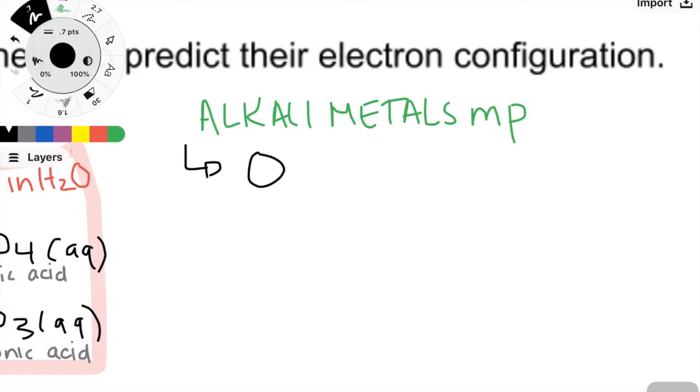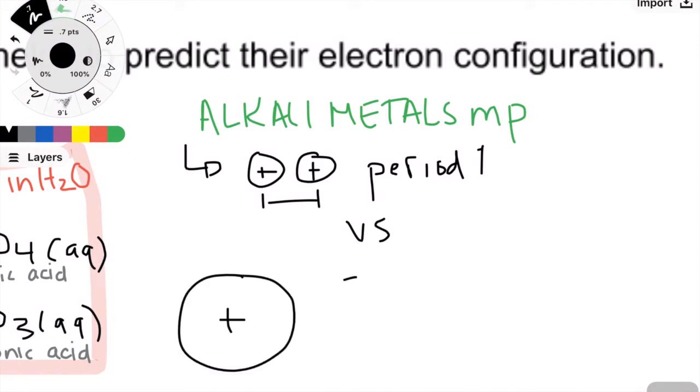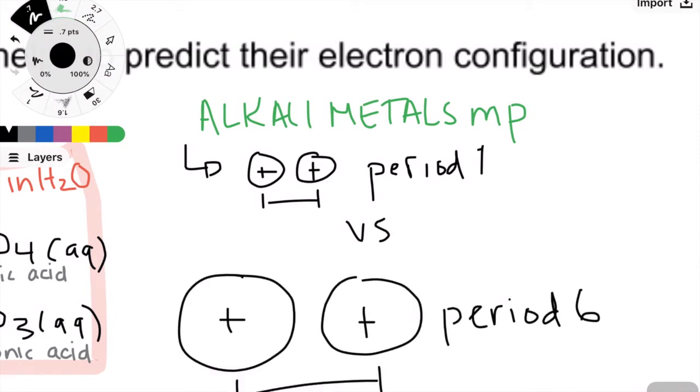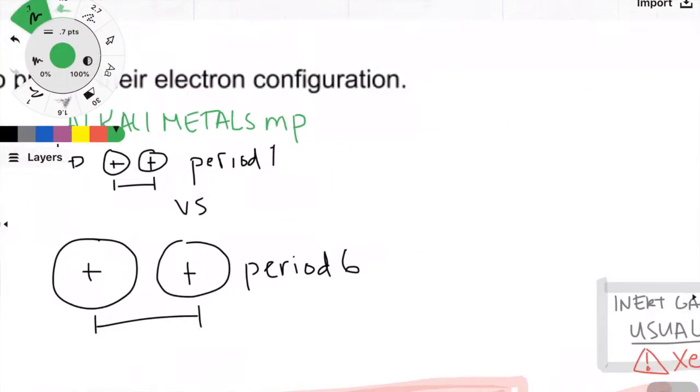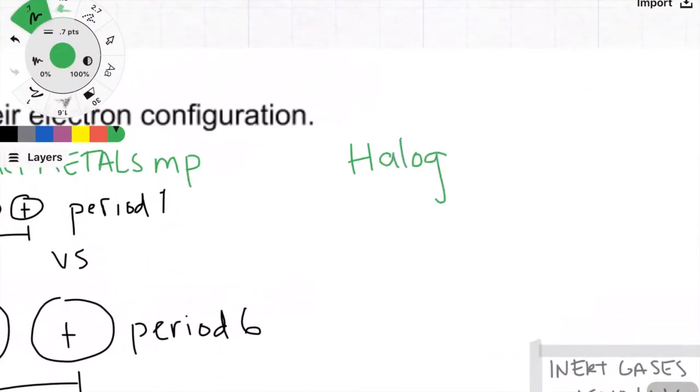So alkali melting point has to do with atomic radius. The forces that are holding these metals together are known as metallic bonding, and it has to do with the idea that we have positively charged nuclei that are electrostatically attracted to electrons around them. The larger the atomic radius, the weaker the attraction is between the nucleus and the electrons.